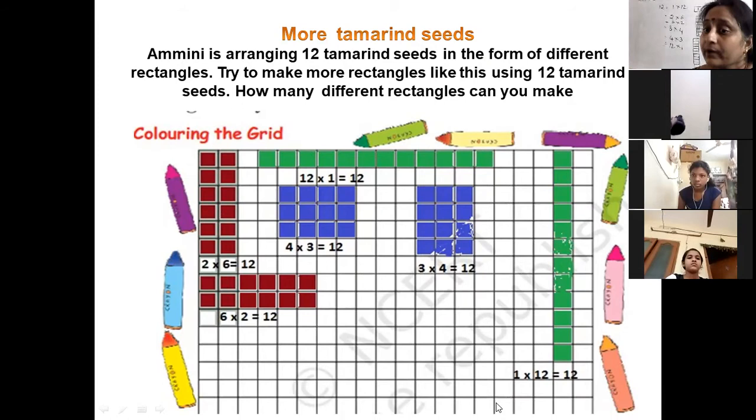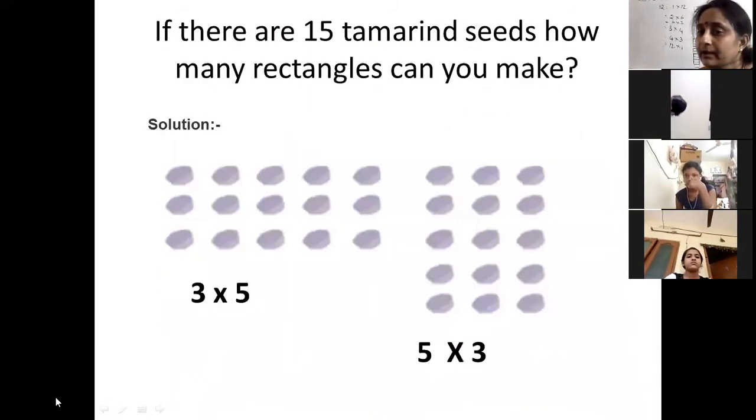Now, how can you do it using 15 seeds? How can you make different rectangles using 15 seeds? In 2 ways we can make. For 15, you will get 3 into 5 and 5 into 3. This is the arrangement.